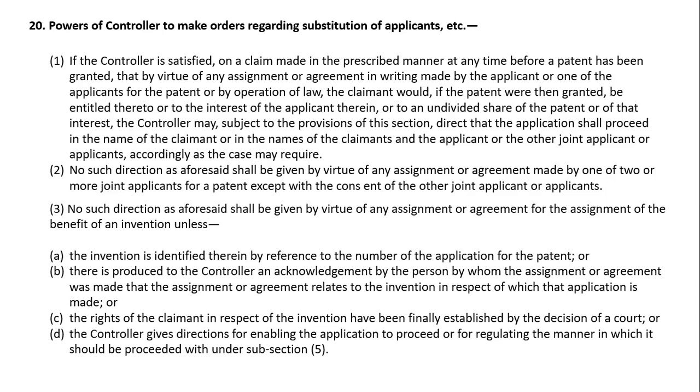Now the next says that no such direction as aforesaid shall be given by virtue of any assignment or agreement for the assignment of the benefit of an invention unless the invention is identified therein by reference to the number of the application for the patent. जब आप एग्रीमेंट कर रहे हो तो उसमें आपको एप्लीकेशन नंबर मेंशन करना पड़ेगा. There is produced to the controller an acknowledgement by the person by whom the assignment or agreement was made that the assignment or agreement relates to the invention in respect of which that application is made. कोई भी असाइनमेंट और एग्रीमेंट के साथ ही आप किसी का नाम सब्स्टिट्यूट कर सकते हो.